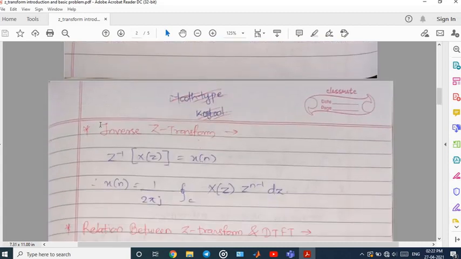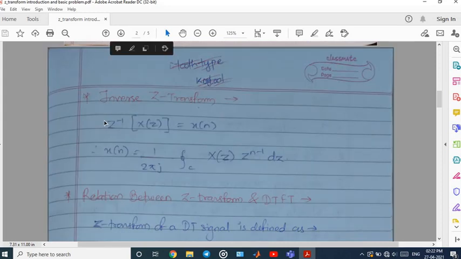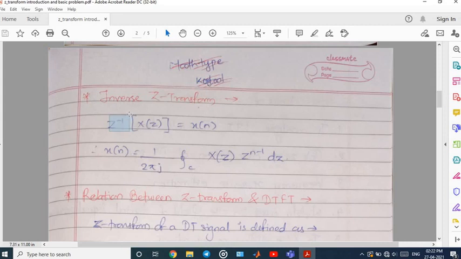So the formula for inverse Z transform is, I have given here, Z inverse of x of z. Okay, means the inverse Z transform of x of z is x of n. As I already said, in case of inverse Z transform, we are given x of z and we have to find out x of n.